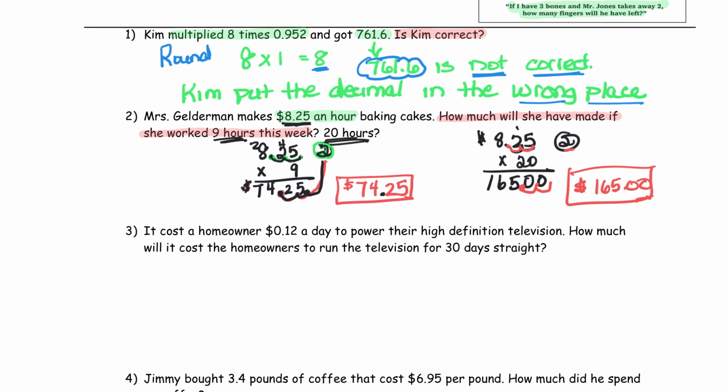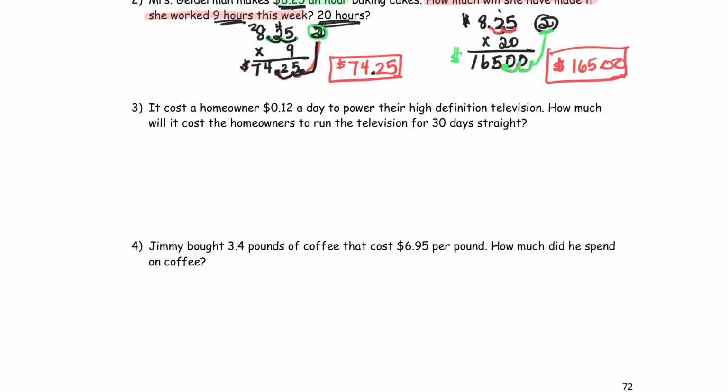So I multiply as usual, and then I take my decimal, start all the way at the right, and count back. How many places? 2. So in this case, it's 1, 2. I place the decimal, dollar sign, and I am done. So she would make $165 for 20 hours. Let's go ahead and look at number 3.